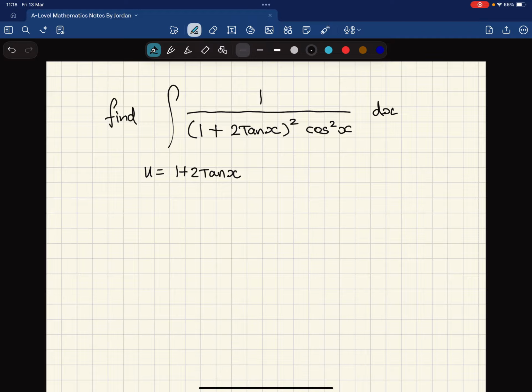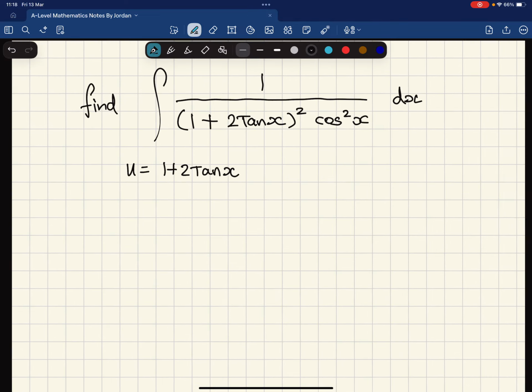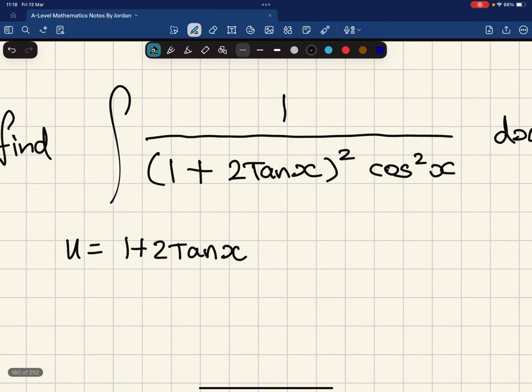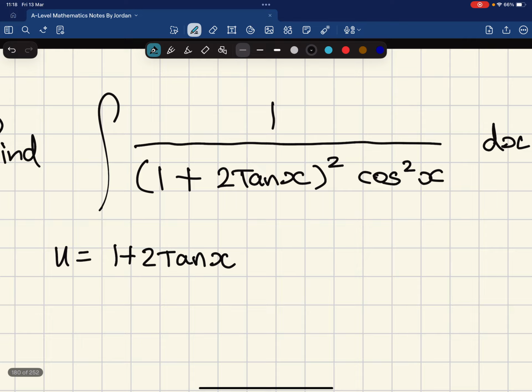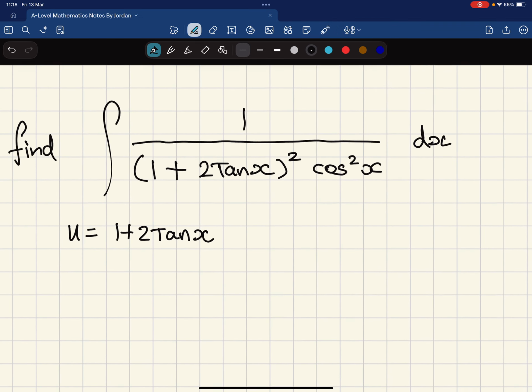Okay, so we're just building up. Let's start with this one then. So we have the integral of 1 over, then we have 1 plus 2 tan x all squared multiplied by cos x in the denominator.